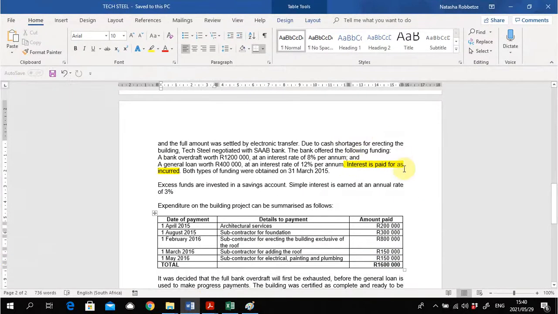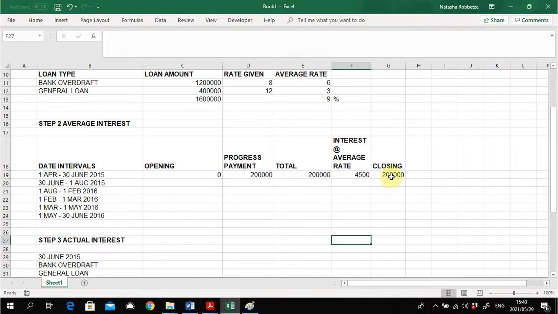The closing balance is going to be 200,000 because they tell us in the question, as I've highlighted, interest is paid for as incurred. Should interest not be paid for as incurred, this total will be 204,500. Then the closing balance is the opening balance. There is no progress payment on 30 June, so progress payment will be 0. And that leaves us with another 200,000 Rand total.